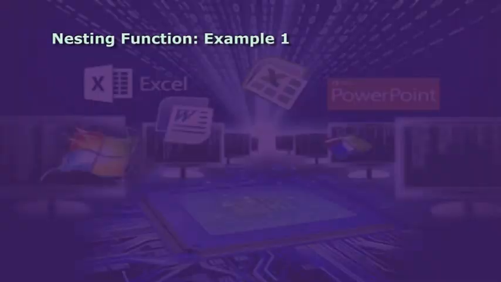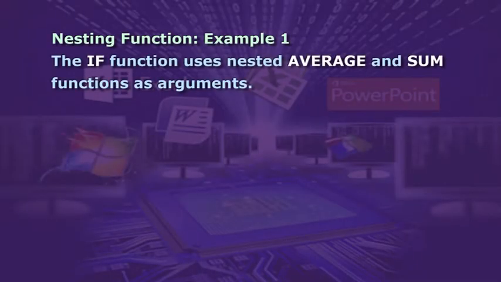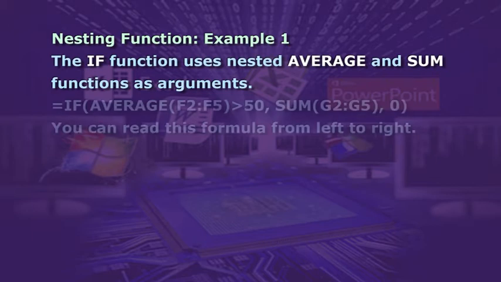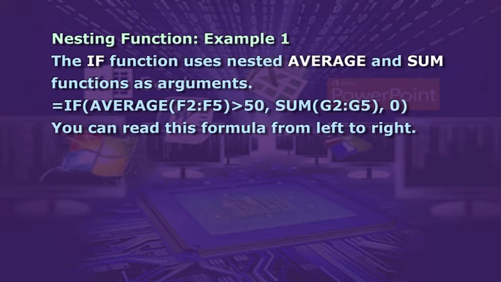When we do, we are using the results of the nested functions as arguments, pieces of data the first function needs to run properly. You can always tell a function is nested because it is inside the parentheses. First example, the IF function uses nested AVERAGE and SUM functions as arguments. IF(AVERAGE(F2:F7)>50, SUM(G2:G5), 0).